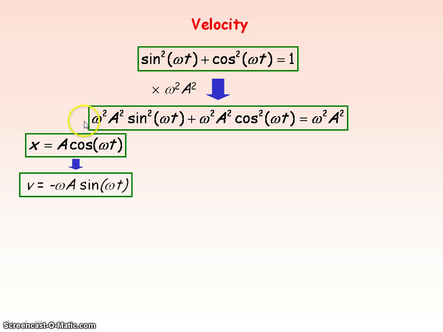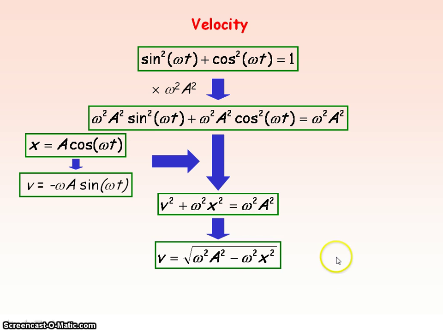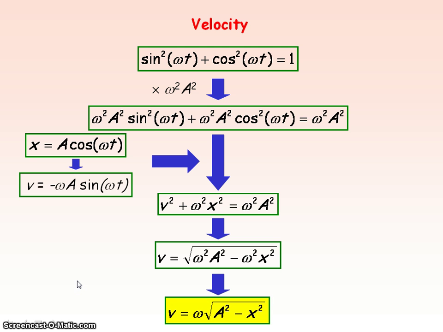So you can see that this expression is equal to v squared, and the a squared cos squared omega t is equal to x squared. So this becomes this. If we rearrange the equation to make v the subject, we get this. And omega squared is common, so we can take it out, and that simplifies to v equals omega times the square root of a squared minus x squared.